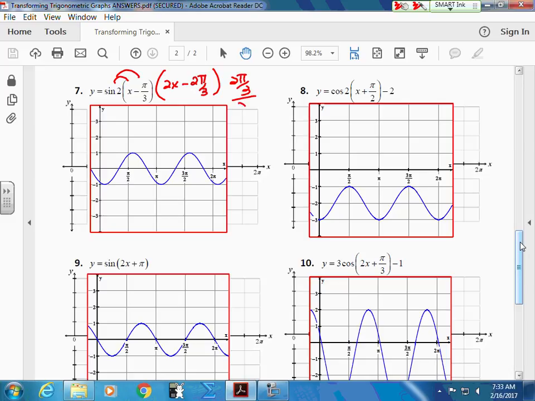C over B. Don't forget to flip these guys over. Reduces to what? Pi over 3. So where is our shift actually? 60 degrees. Every 60 degrees. 60 degrees is the hard one.